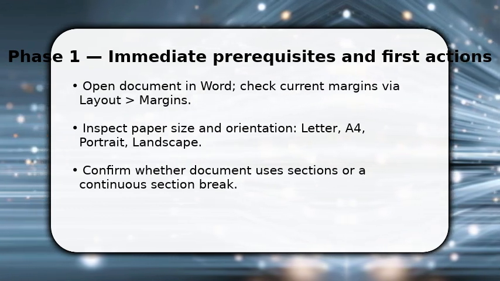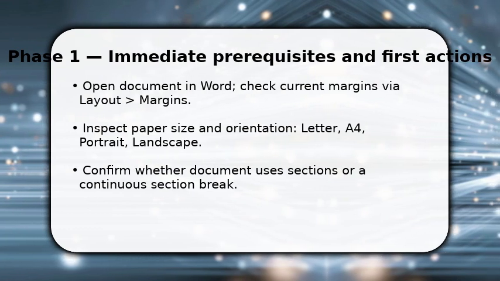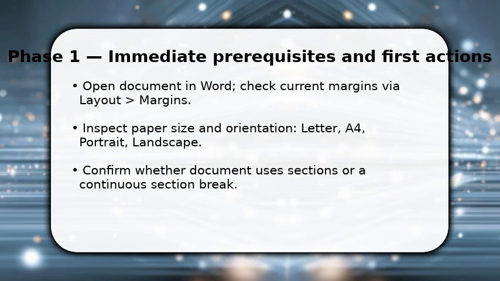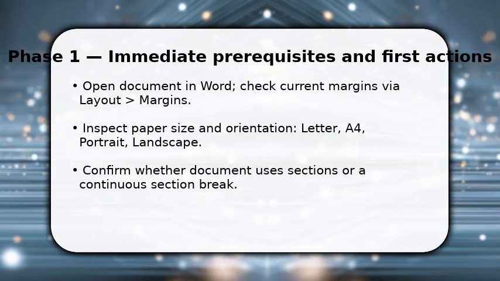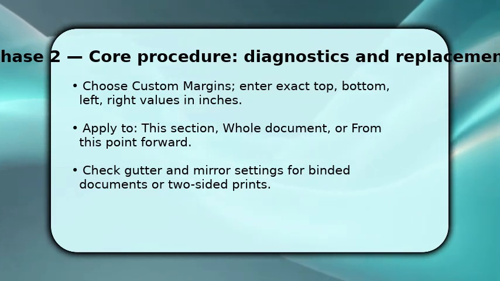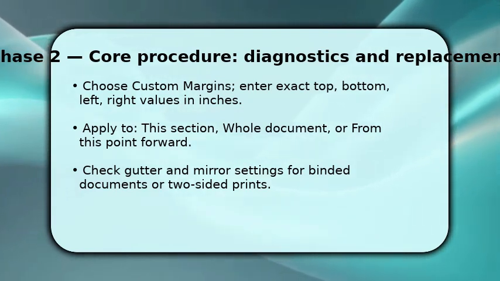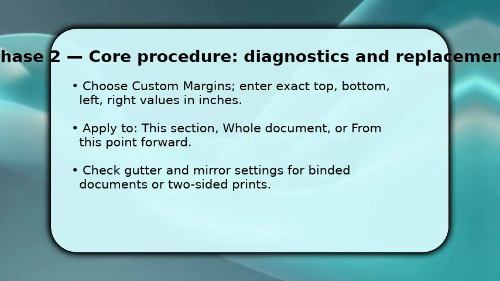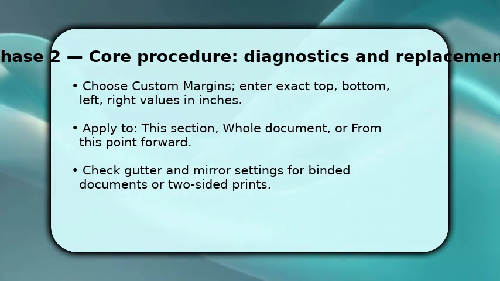You need to address sections before global changes, so identify them and place the cursor in the section you want to adjust before proceeding to custom margin values. Now set precise margin measurements by choosing custom margins and typing exact values, for example 1 for 1 inch or 0.5 for half an inch. Use inches as Word expects them.